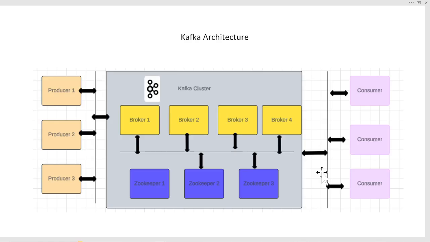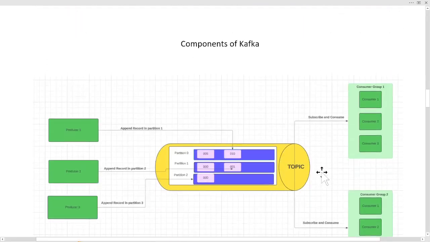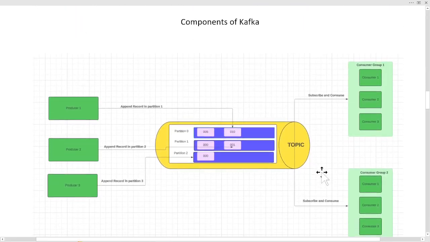Now let's see what the various components in this architecture are. These are the primary components of Kafka. The first one is the topic. In the topics, you can see that we can have multiple partitions. These partitions can be defined when we create the topic.